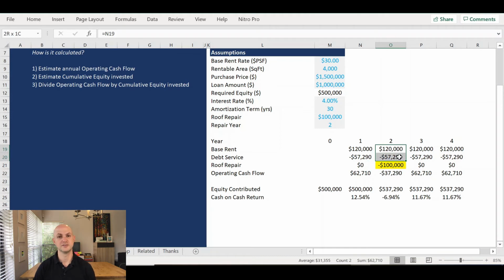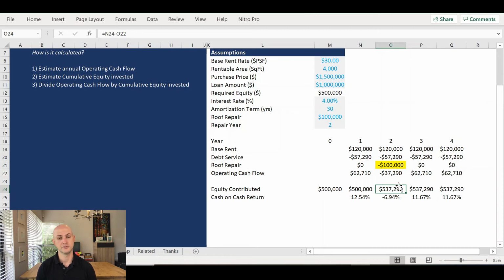120,000 less the 57,000 leaves you with 62,000 roughly. Now, if you had a $100,000 bill, you have a shortfall, so you'd also have to contribute equity. So in that year, you have a loss of almost 37,300 bucks. But where did that loss come from? You had to fund it, right? You had to fund that loss so you can pay for the roof repair. Where does it come from?